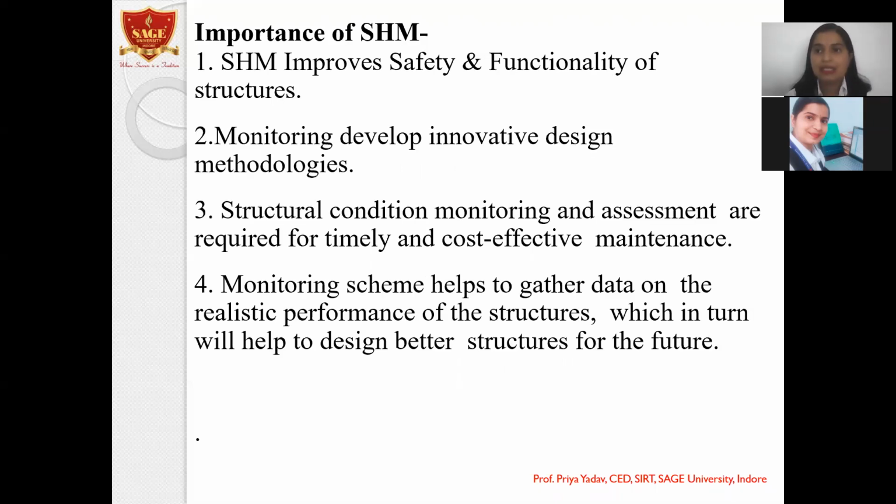Importance of SHM, that is structural health monitoring. First is structural health monitoring improves safety and functionality of the structure. Second one is monitoring develops innovative design methodology. Third one is structural condition monitoring and assessment are required for timely and cost-effective maintenance. Fourth one is monitoring schemes help to gather data on the realistic performance of the structure, which in turn will help to design better structures for the future.